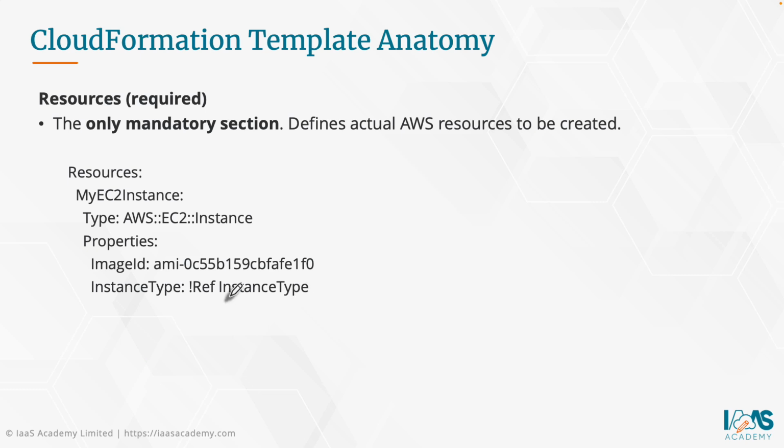So whatever the user selects, let's say the user selects T2 extra large, then the instance type is going to make a reference to that parameter value and inject it into this part of the script at runtime in order to deploy a T2 extra large instance type.